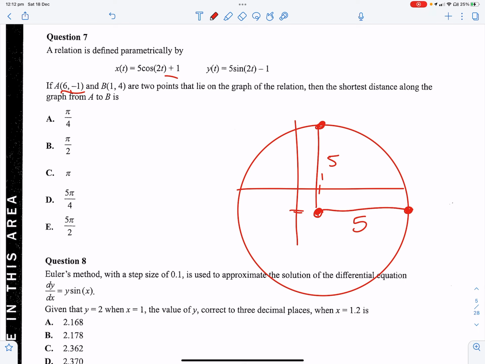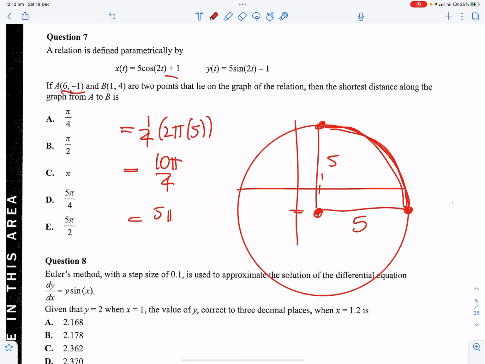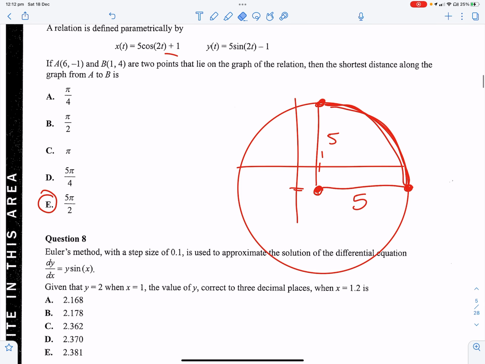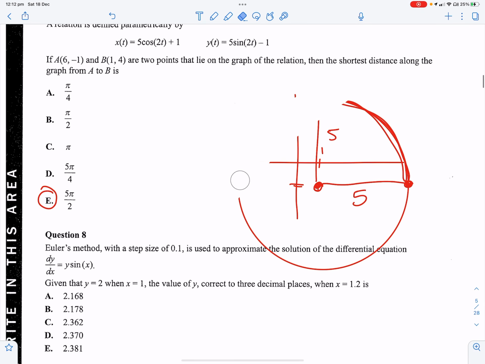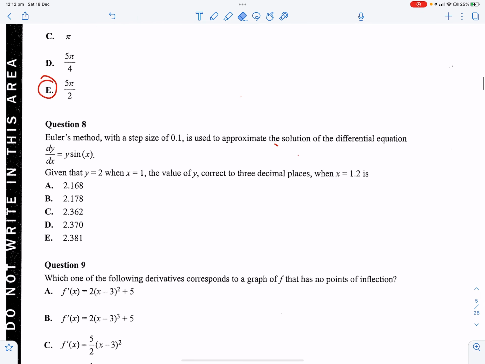The shortest distance along the graph from A to B is, so it's going to be that length there. We know that length is a quarter of 2 times pi times 5, which is 10 pi on 4, which is 5 pi on 2. That's a nice easy one. You could also sketch that in your graph.